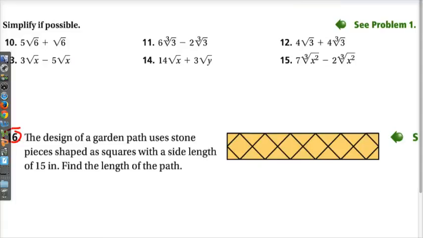These are the frequently asked questions for Algebra 2 for section 6.3, day 1. I'm going to start with number 16 here.